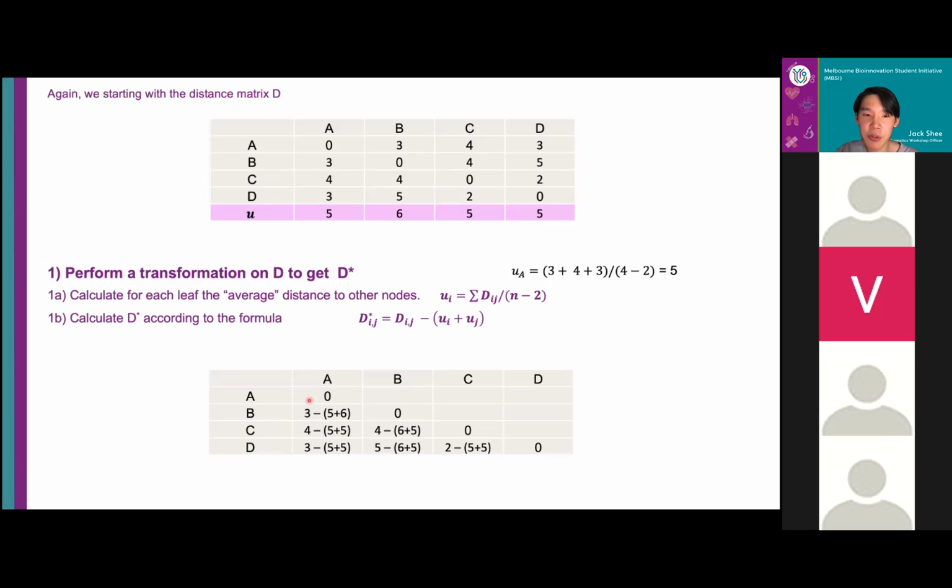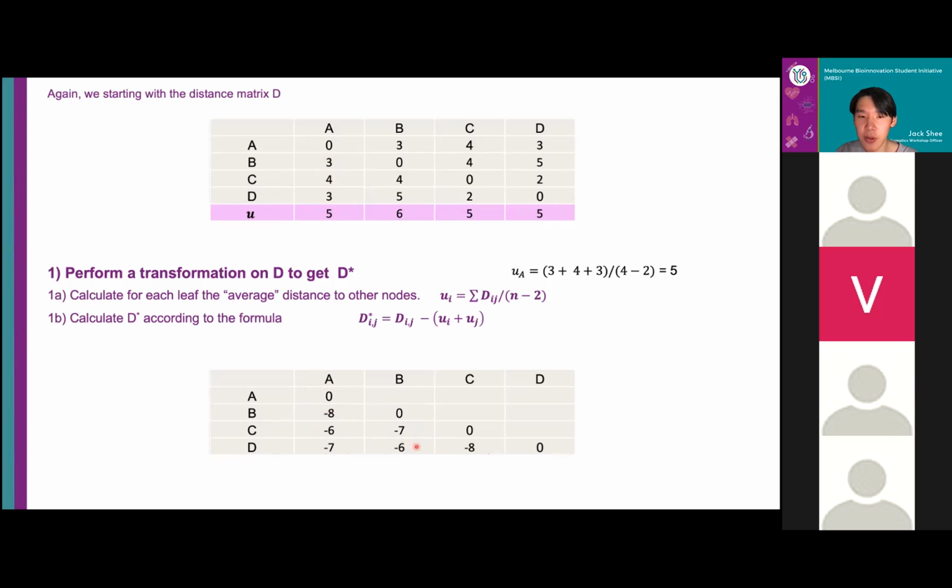So for example, if we're calculating the entry AB for our transform matrix, it's going to be originally 3, and then subtracted by 5, which corresponds to A, and 6 corresponding to B. And we repeat the process for all the other entries in our matrix. And now we've performed our transformation.